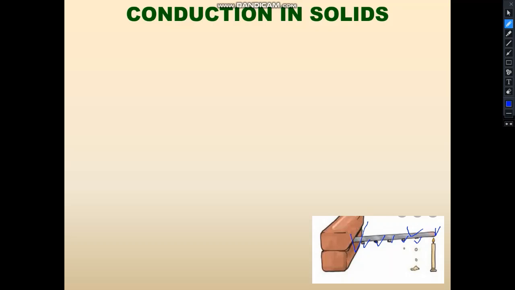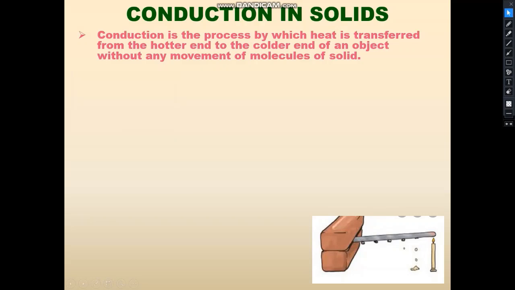After some time, what you will observe is that these wax pieces start falling down, and firstly the piece which is nearest to the flame will fall down. We will now discuss the cause behind this observation. Before that, let's go through the definition of conduction. Conduction is the process by which heat is transferred from the hotter end to the colder end of an object without any movement of molecules of the solid.